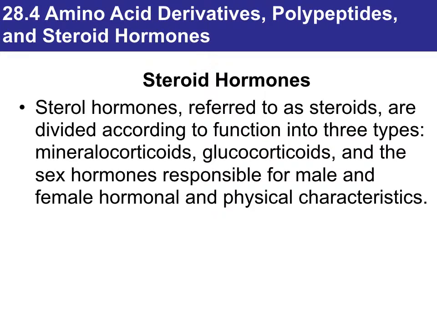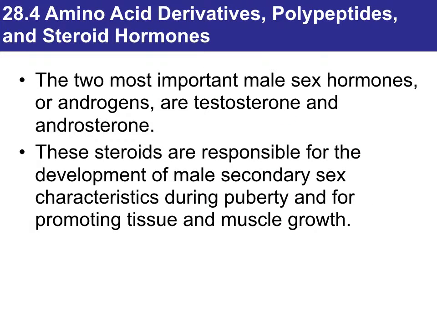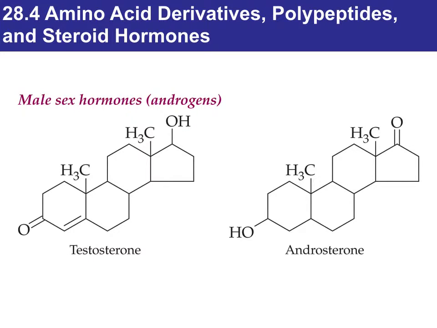I want to insist on steroid hormones. Steroids are divided according to function into three types: mineralocorticoid, glucocorticoid, and sex hormones that are going to be the characteristic we find in male and female hormones and their physical characteristics. Looking at the two most important male sex hormones, androgens, are testosterone and androsterone. They are responsible for development of secondary sex characteristics during puberty and promoting tissue as well as muscle growth. Those are here, the testosterone and androsterone.